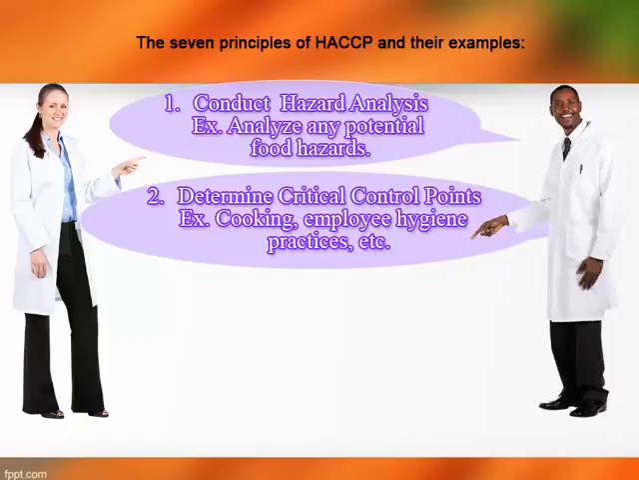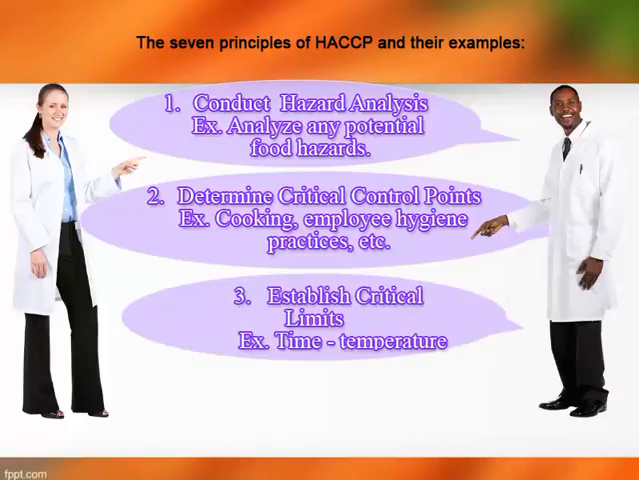What did they do after that? They set certain health limits that I had to adhere to in order to stay healthy. Excellent. In terms of HACCP, they tried to establish critical limits that you had to achieve in order to stay healthy. The third principle is to establish critical limits that must be met for each critical control point.